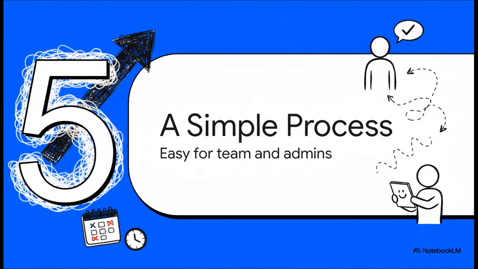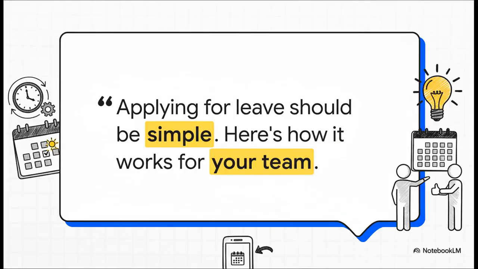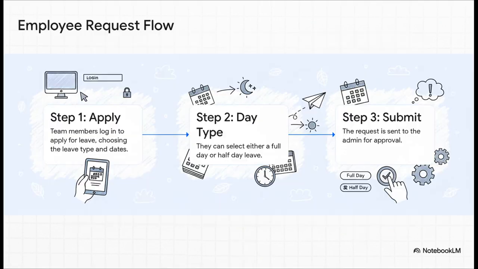So we've got the back end all set up, but let's be real, a system is only great if people actually find it easy to use. So now let's switch gears and look at how this all works in the real world, both for the employees asking for time off and the admins approving it. The whole philosophy here is that this process should feel effortless. So let's walk through the exact, super simple steps a team member takes when they need to request some time away. For the employee, it's a super quick 3-step flow.